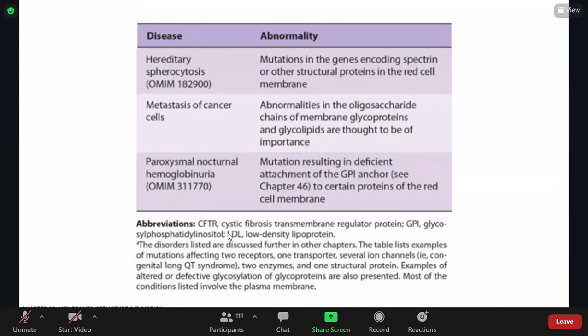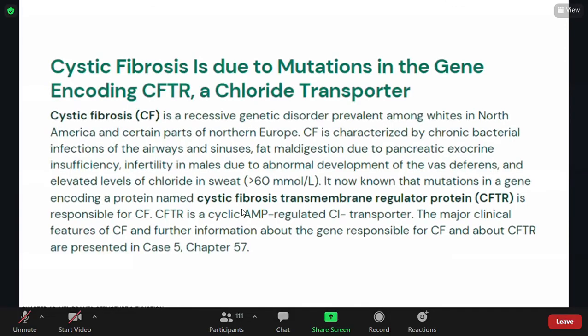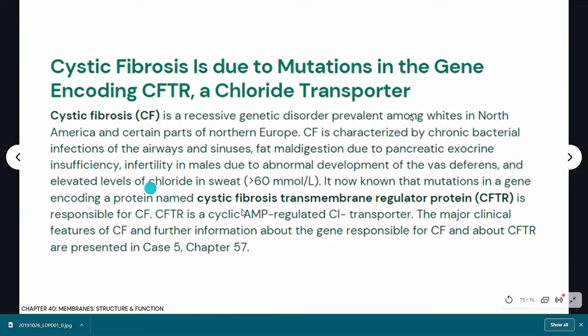Like for example, cystic fibrosis. This is common in North America and Northern Europe. No? Both of these countries have cold winter. Very cold. No?